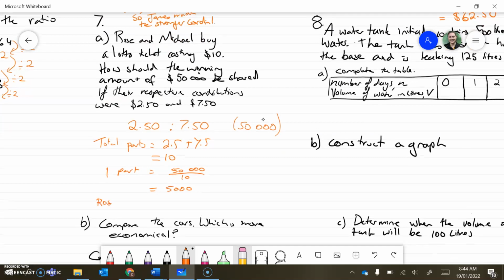So then Rose is going to get 2.5 times 5,000, which is 12,500. And Michael is going to get 7.5 times 5,000, which is 37,500. Sorry, I'll just fix that number up. So 37,500. You can see if you add both of those numbers together, that gets you up to your 50,000.